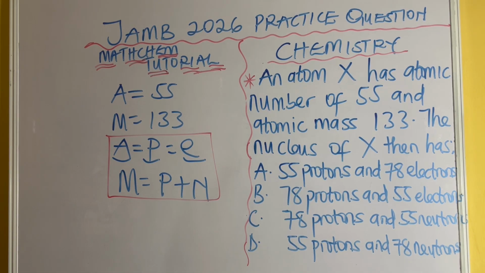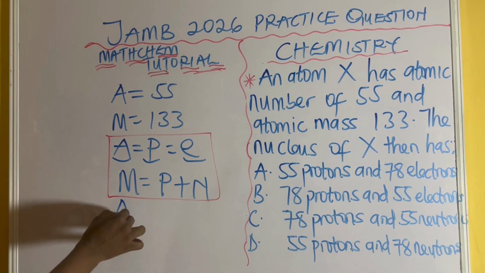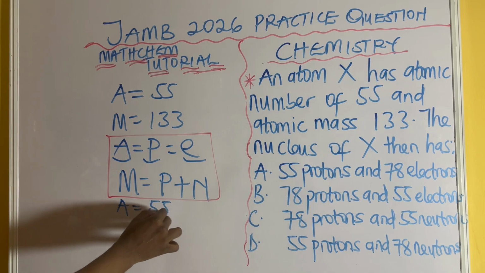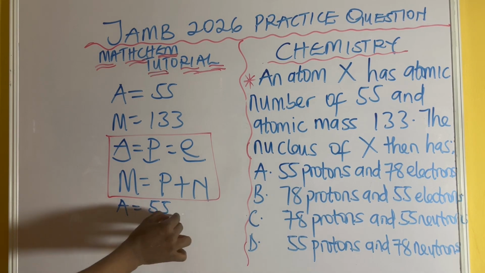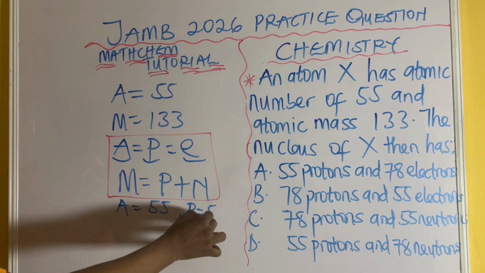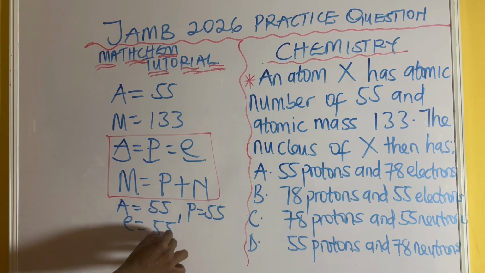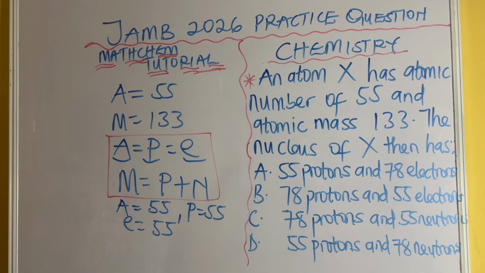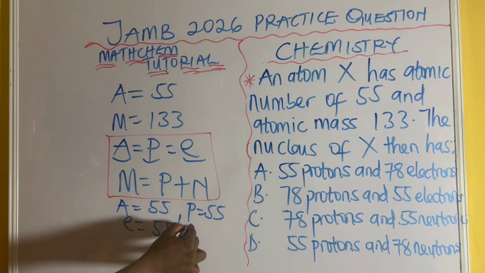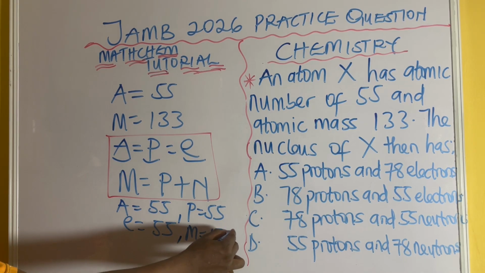Now, the atomic number here is 55, right? So the proton number will also be 55. The electron will also be 55. Exactly. Good. So here we're told that the mass number is 133.